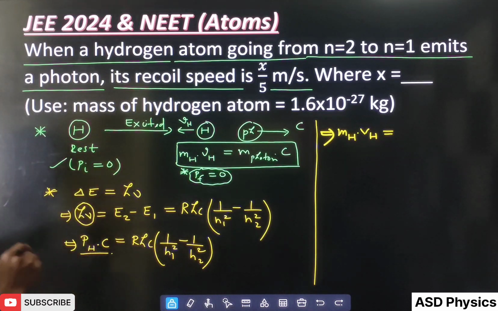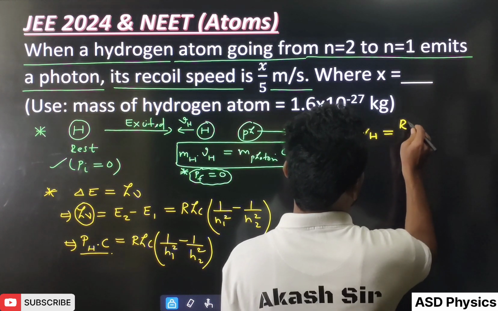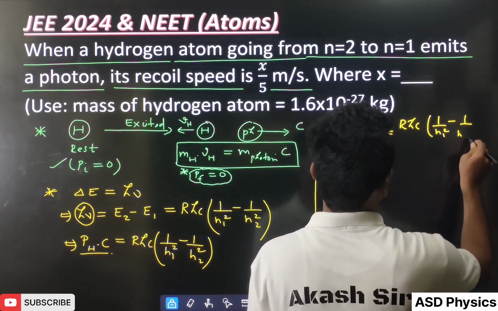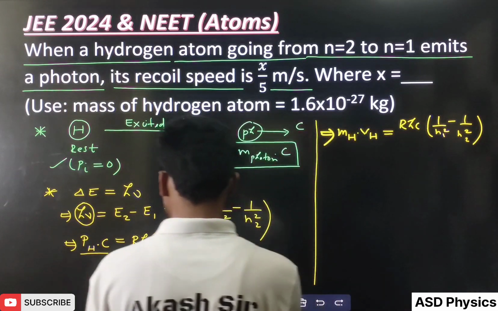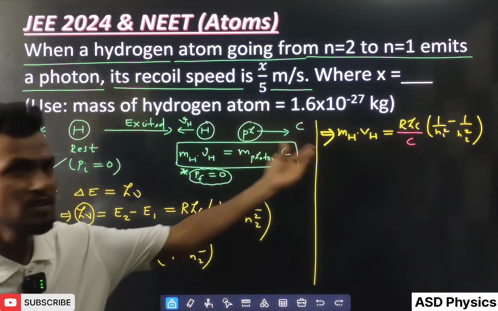This pH I have written, mh into vh is equal to, I can write here, RHC, and here 1 by n1 square minus 1 by n2 square, and this by c will be there. This c is there, so that will go this side.